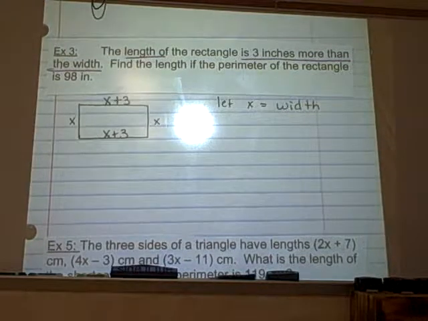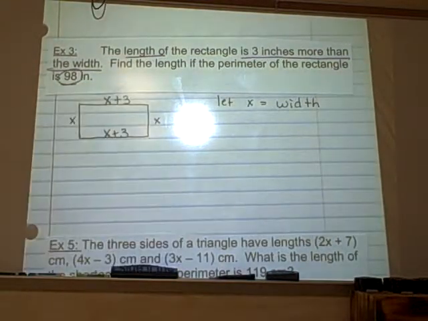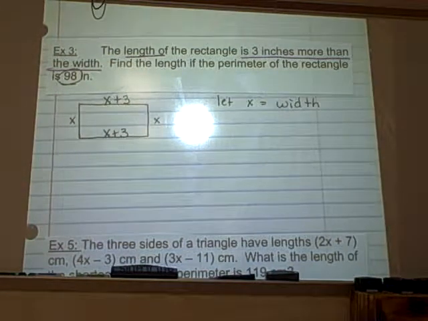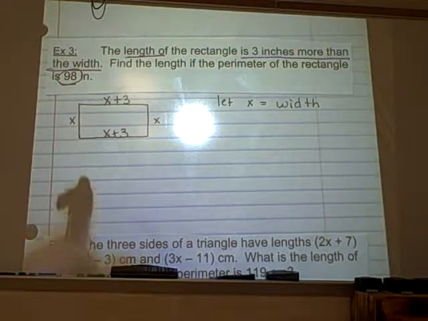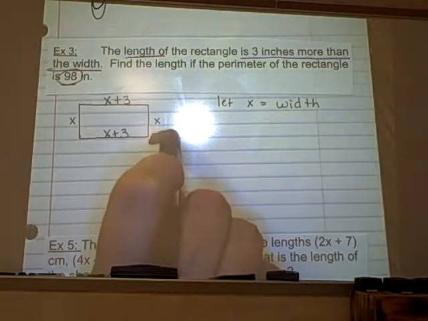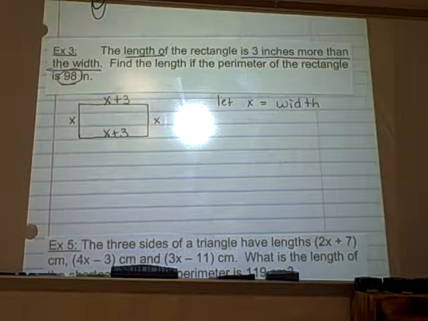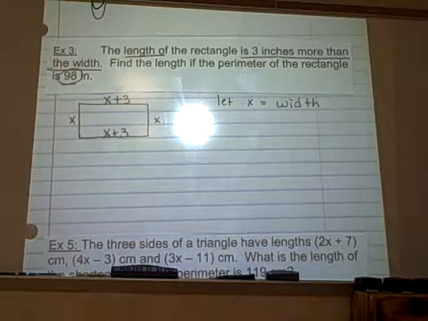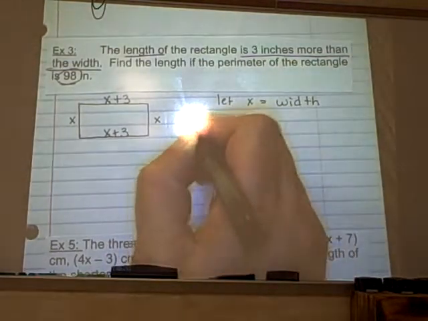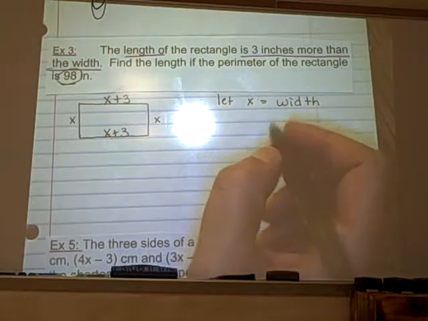So if I know the perimeter is 98 right here, what am I going to do? Almost, you almost had it. You missed 2 of the other sides. We need all 4 sides added up. So it would be x plus x plus 3 plus x plus x plus 3 equals 98, and then you combine like terms.